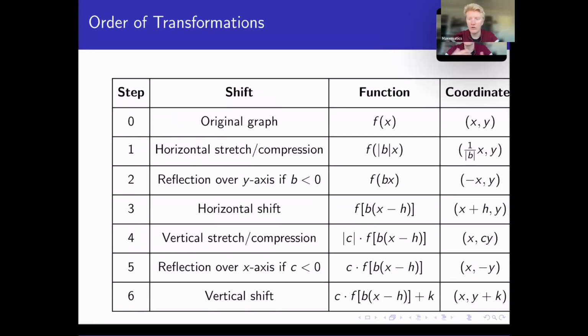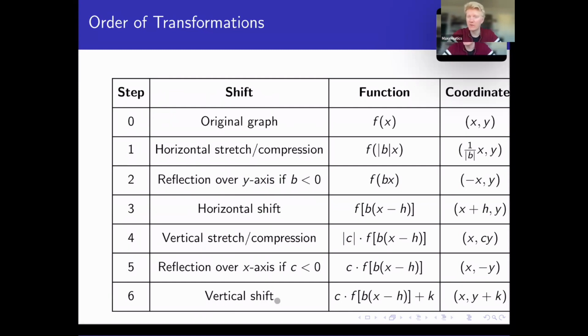Okay, well, the order in which we do these things is as you see it on the screen. So the original graph, you start there. Horizontal stretches or compressions, you do that first. Then reflection over the y-axis if your b is negative. Then your horizontal shift. Then vertical stretch or compression. Then x-axis reflection if applicable, and vertical shift.